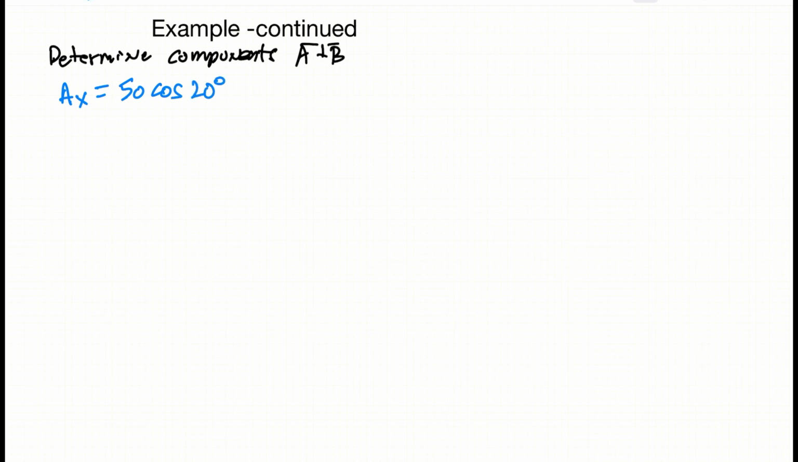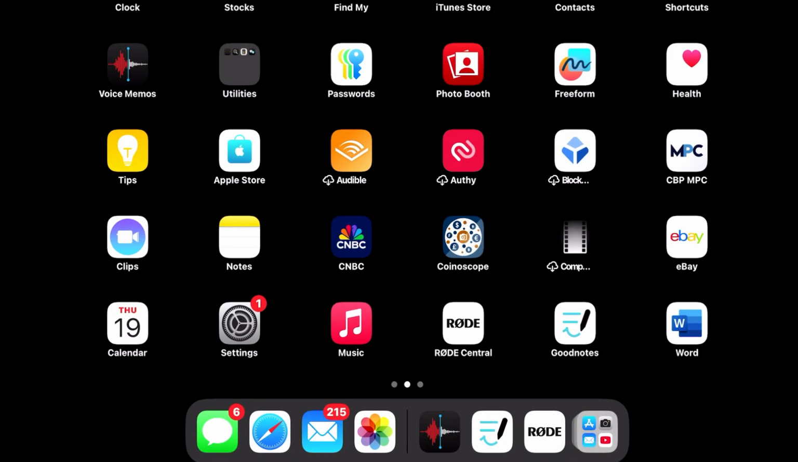So the first thing we want to do is determine the components of the A and B vectors. So that's our first step. And we're going to use the formulas that we had seen developed before. So the x component is 50 times the cosine of 20 degrees. Now I'm going to do this first calculation on my Desmos scientific calculator.